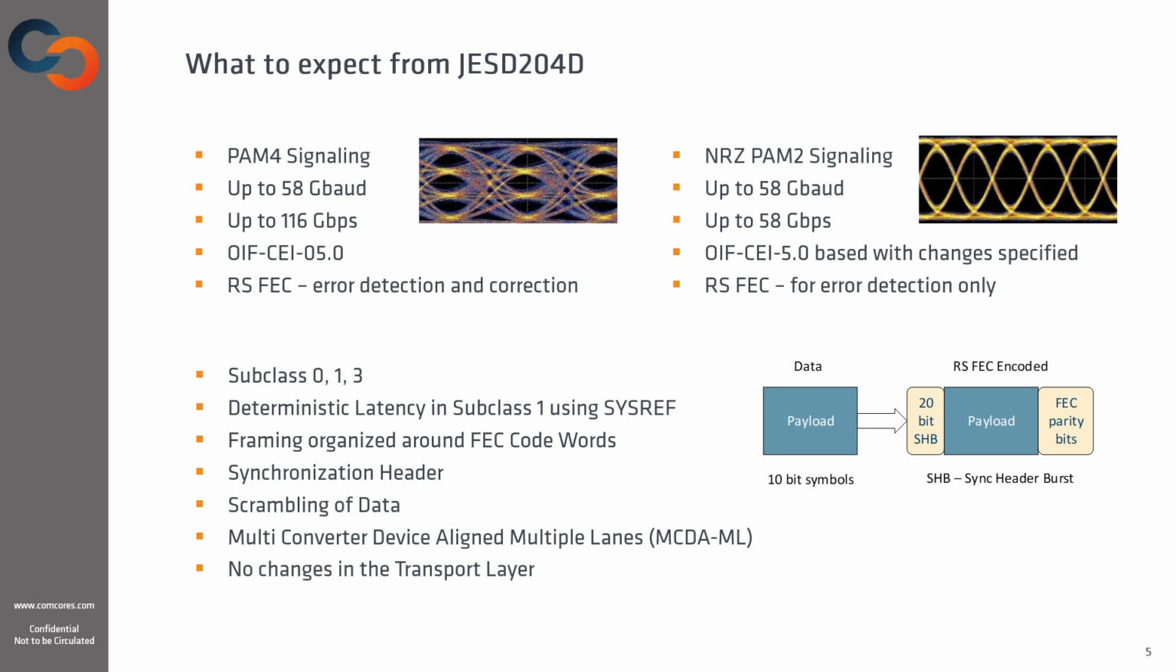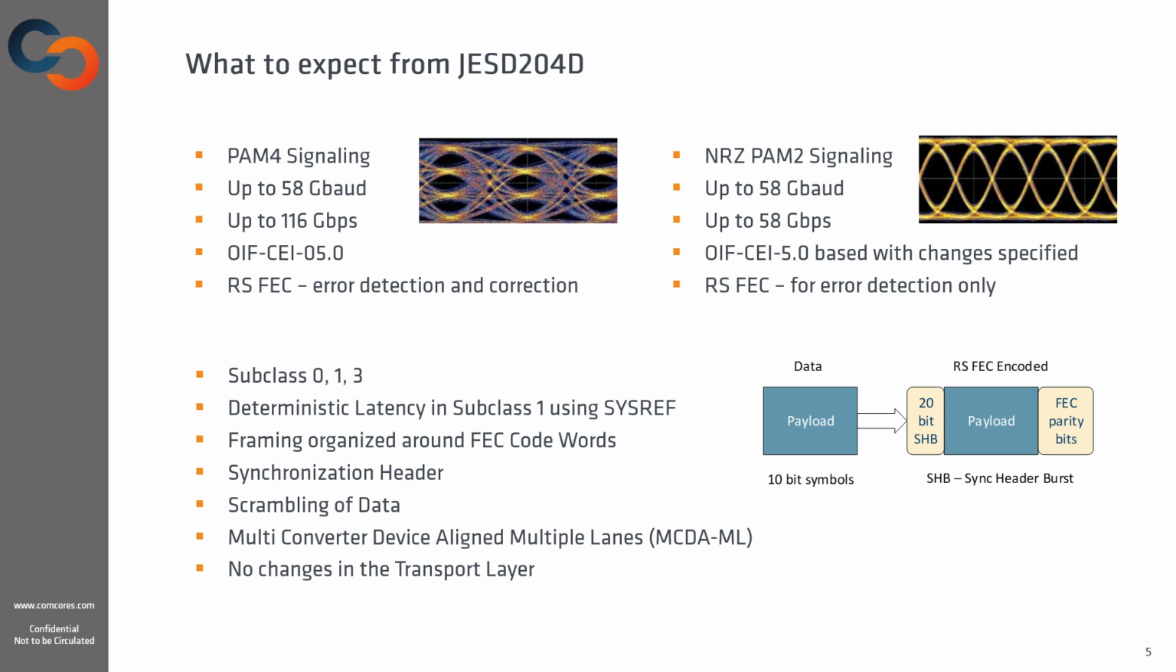The standard will heavily rely on the OIF CEI spec for the service requirements. And in PAM4, we will see the need for RS-FEC error correction. But in NRZ, we will only see the RS-FEC being used for error detection in place of the CRC mechanism. We will have Subclass 0, Subclass 1, and Subclass 3. And Subclass 3 will now be defined for systems using multi-ref instead of sysref for multi-point links.